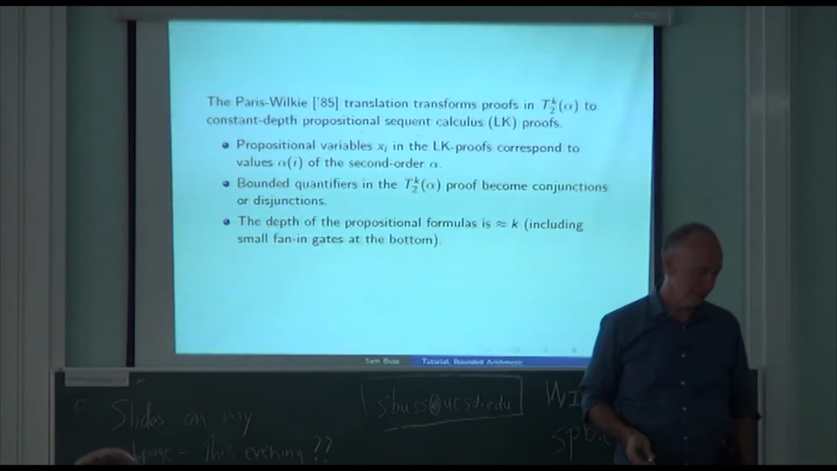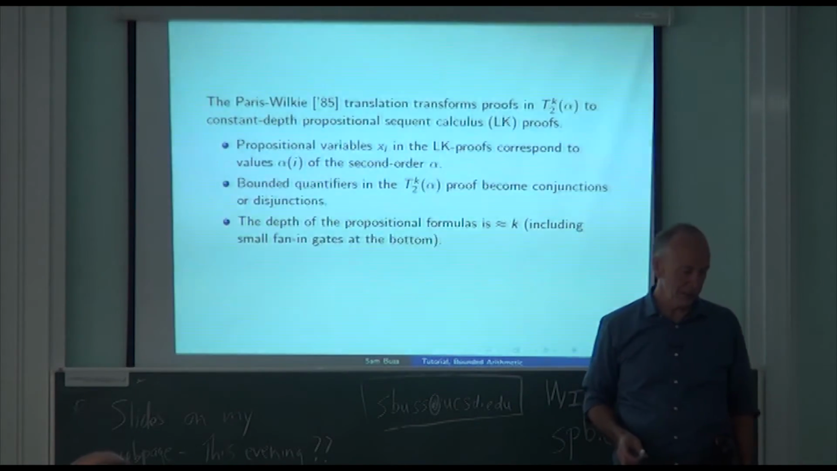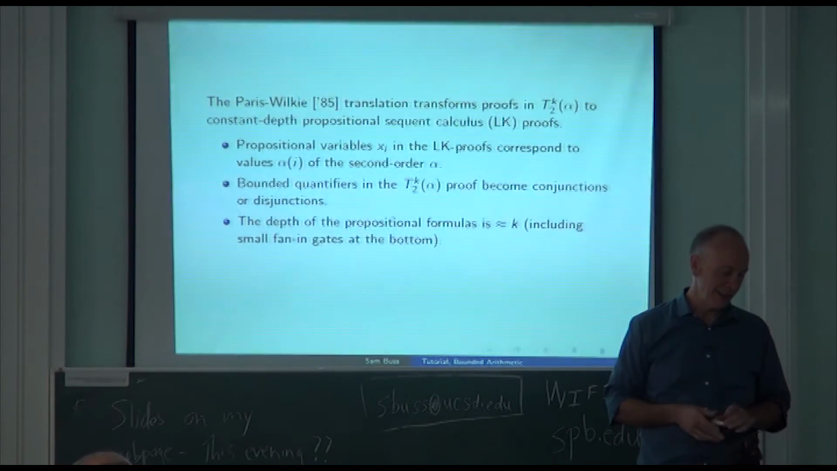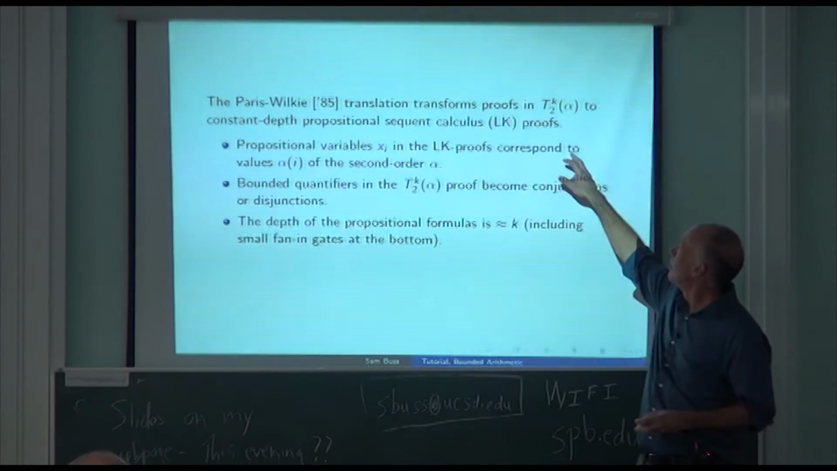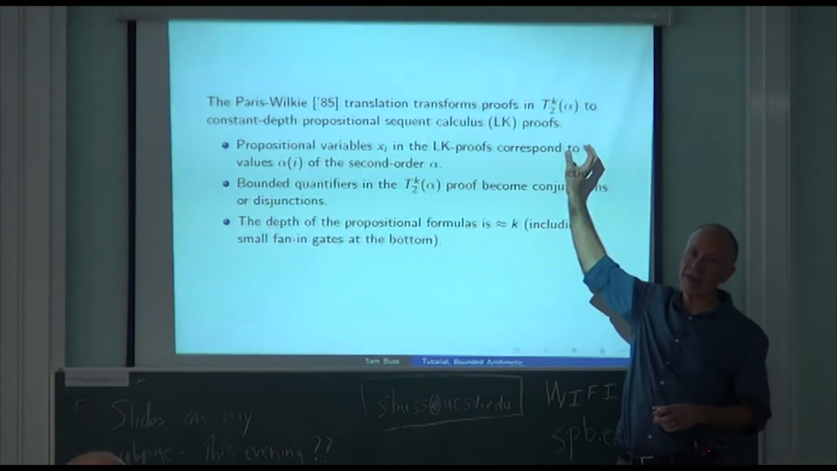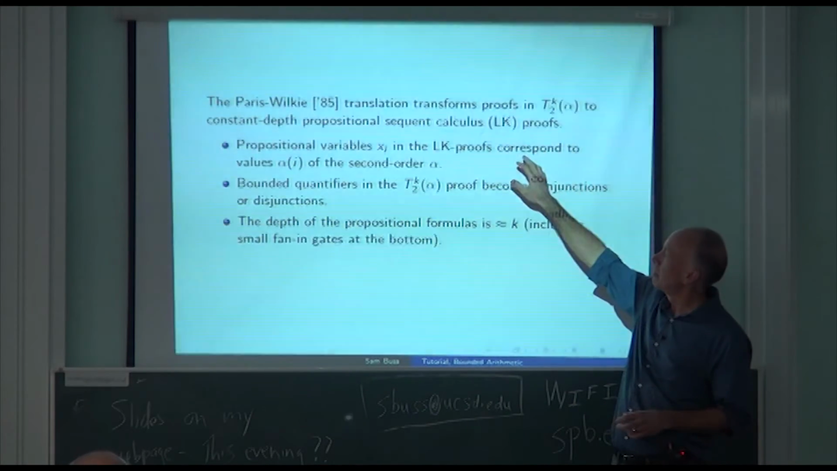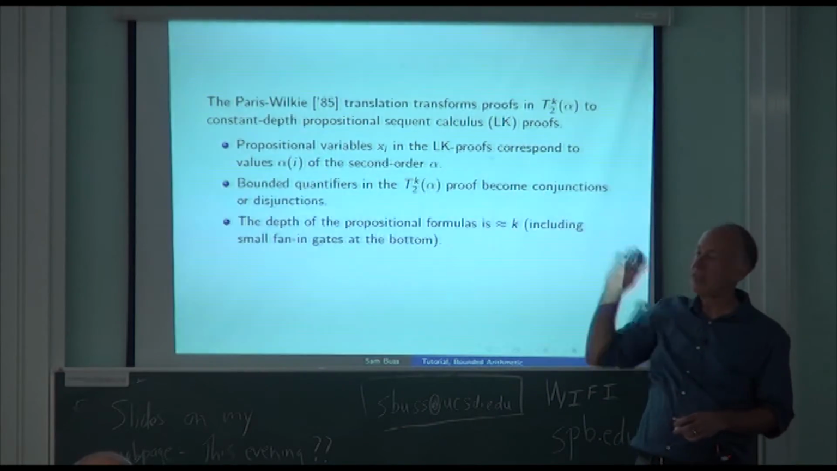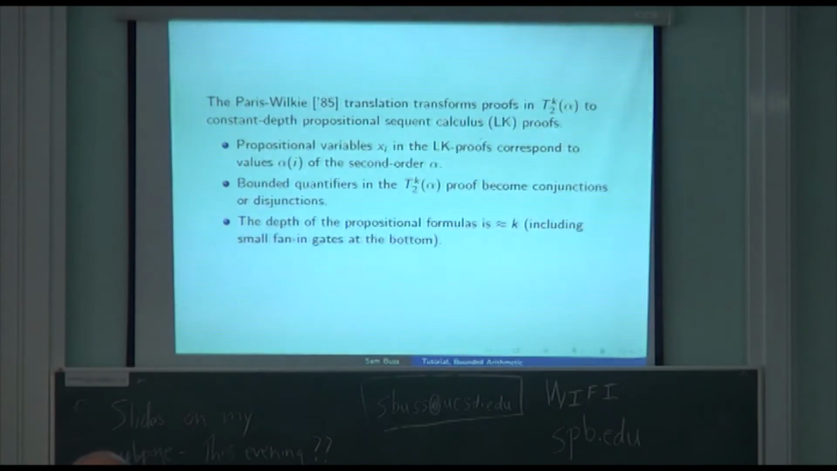So this is a second kind of translation. Paris and Wilkie did this first in 1985 in the setting of I delta naught. Don't worry about what that means if you haven't heard of it. But it transforms T^k_2 proofs. I've switched to calling it k here instead of i. So it translates proofs at one level of this hierarchy to constant depth propositional proofs. Constant depth propositional proofs means the alternations of ands and ors. So let me write that on the board here.